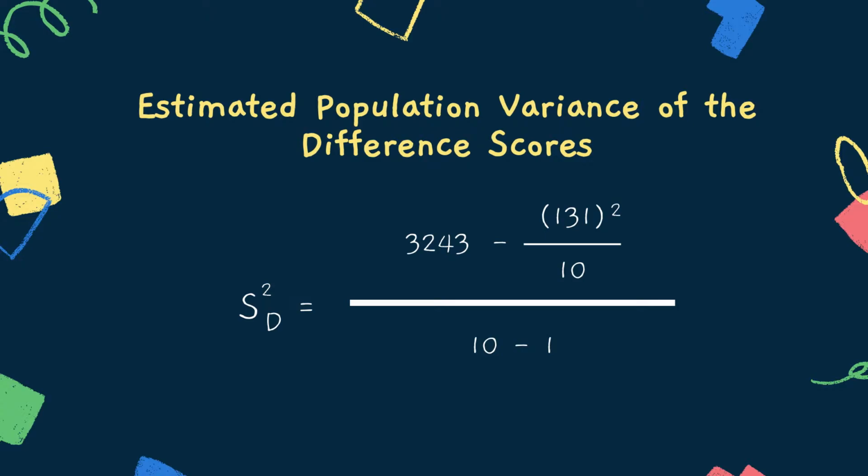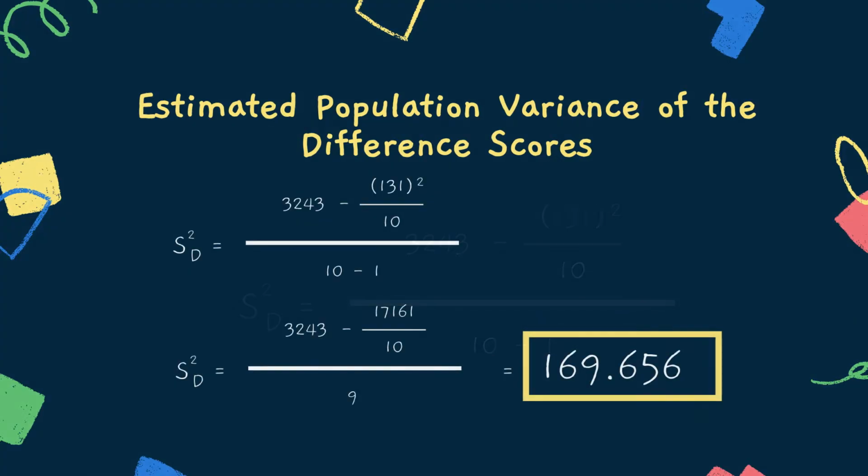So, for the population variance, the answer is 169.656. We are using 3 decimal places because this is the rule that was taught to us by our awesome statistics professor.